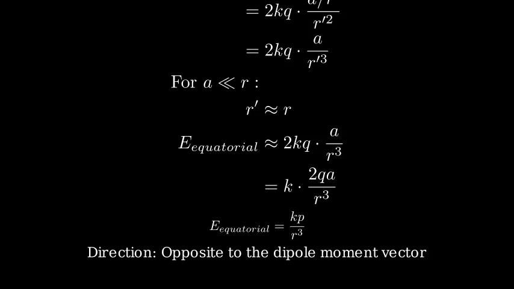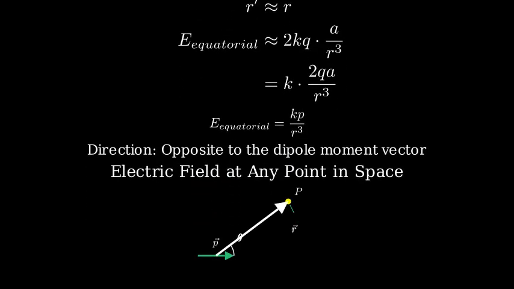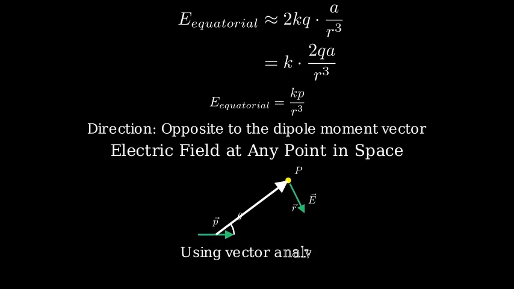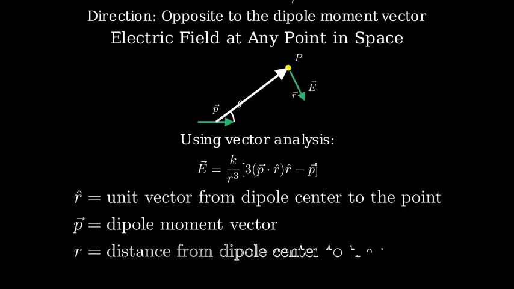Now that we understand the electric field at axial and equatorial points, let's find the electric field at any arbitrary point in space. Using vector analysis and the principle of superposition, we can express the electric field due to a short electric dipole at any point as E equals k times the quantity 3 (r hat dot p) r hat minus p, all divided by r cubed, where r hat is the unit vector from the center of the dipole to the point. p is the dipole moment vector, and r is the distance from the dipole center.